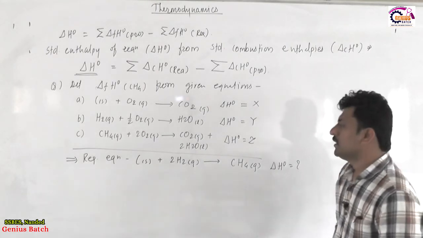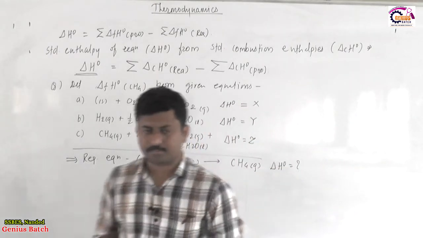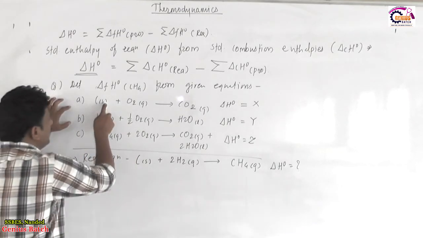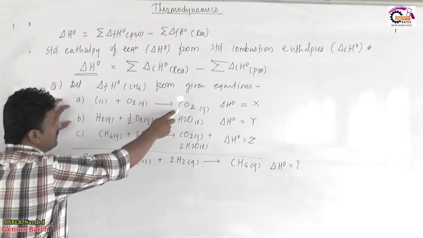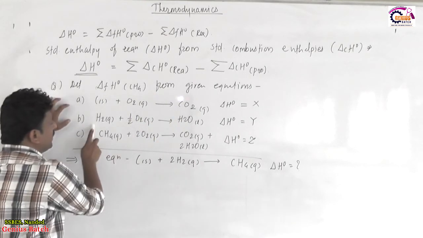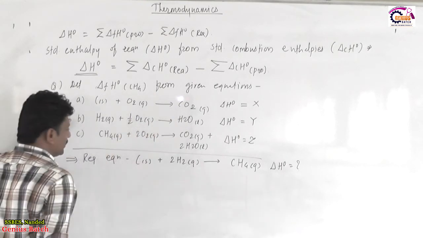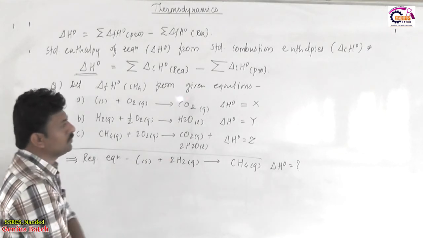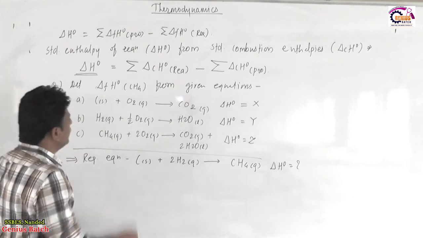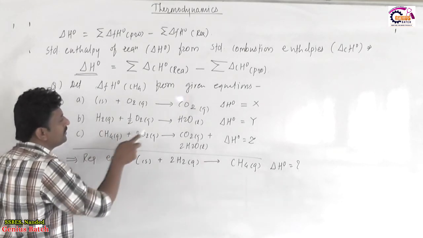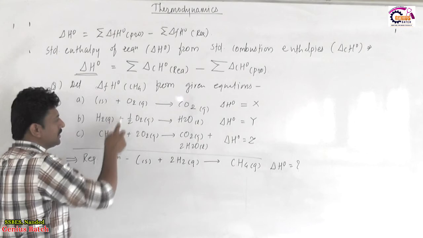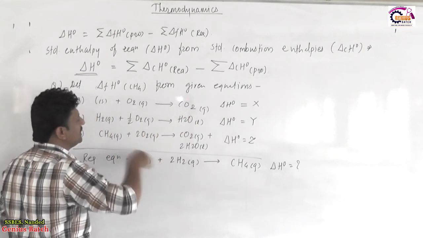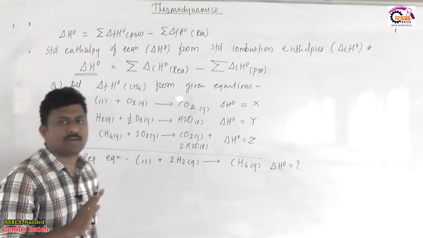Okay. Now what are we given? We have the equations: carbon solid plus oxygen converted to CO2, hydrogen plus oxygen converted to H2O, and CH4 plus oxygen converted to CO2 and H2O. In all three equations, the reactant species is treated with excess of oxygen and converted into the suitable product. Means all of these three equations are combustion equations.